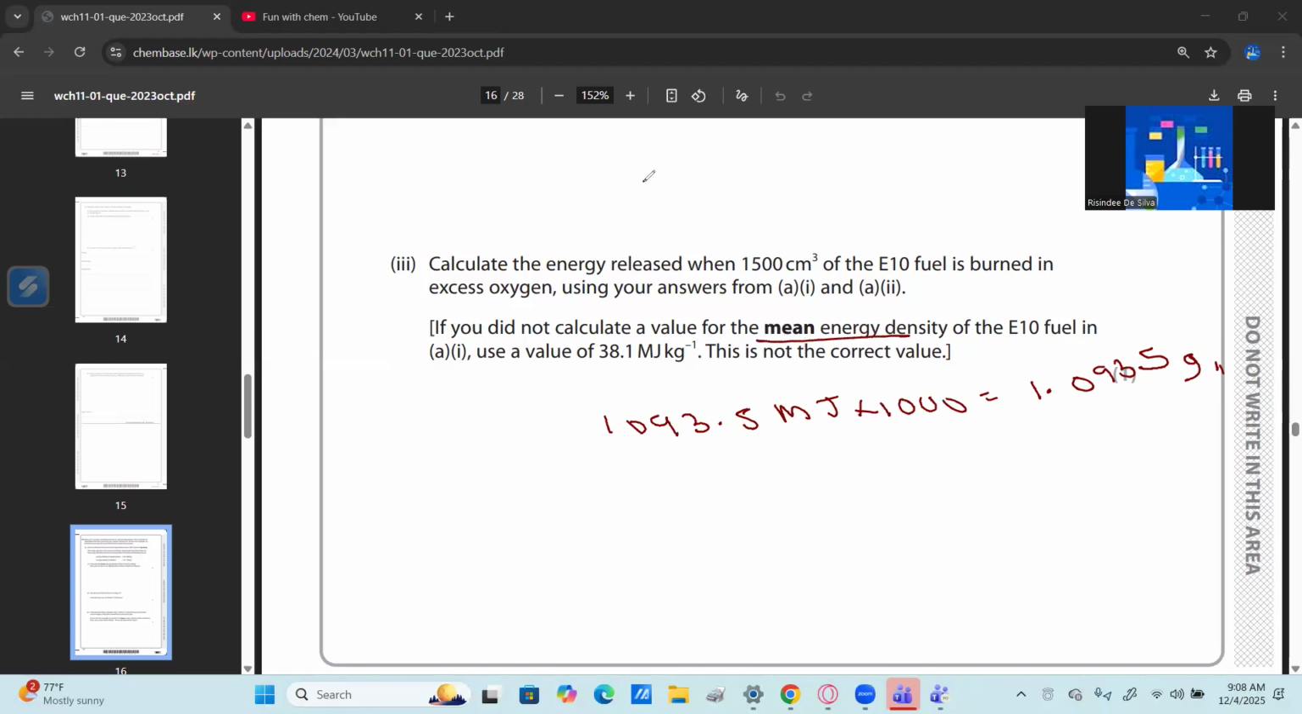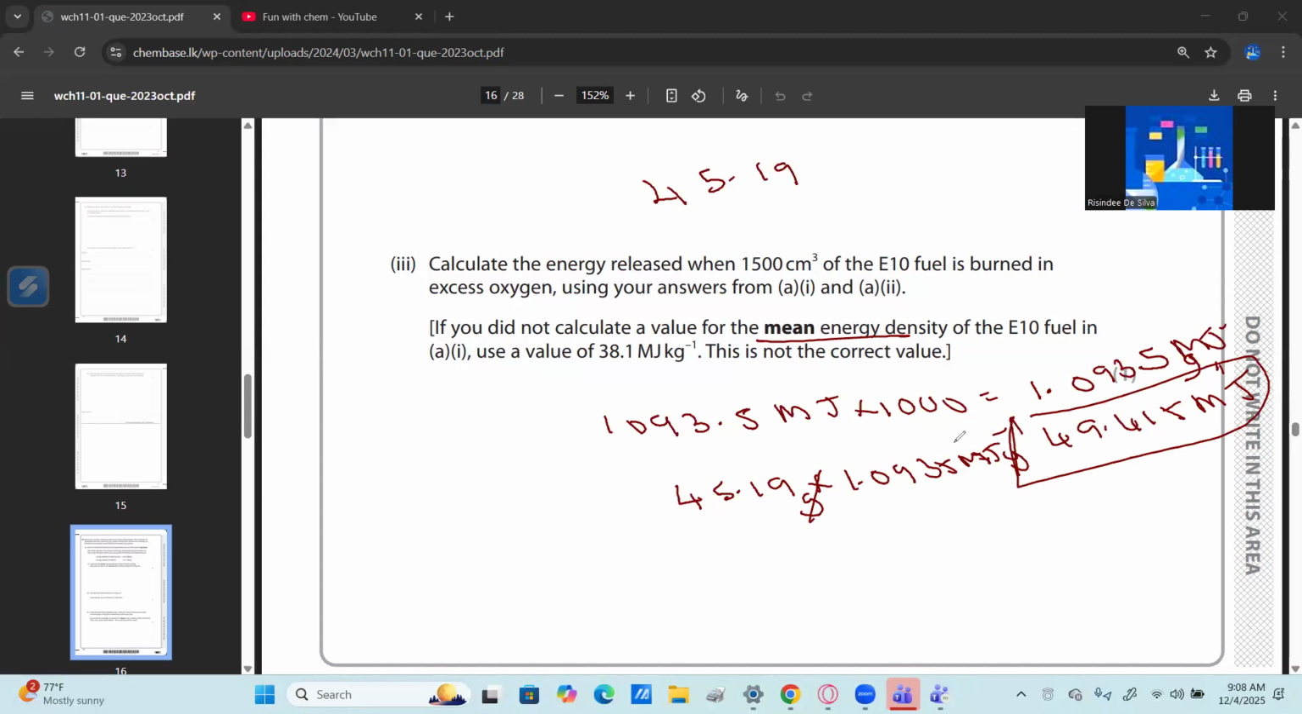Mean energy, we got the mean energy as 45.19. So this is in megajoules then. Then the total energy for that will be 1.0935 into 45.19, 49.415 megajoules. This is in grams, this is in megajoules per gram. Then you can find the energy in megajoules. So this is the energy released as the unit of energy is in joules.